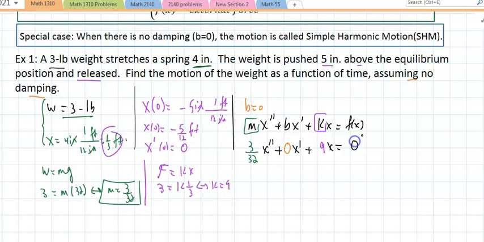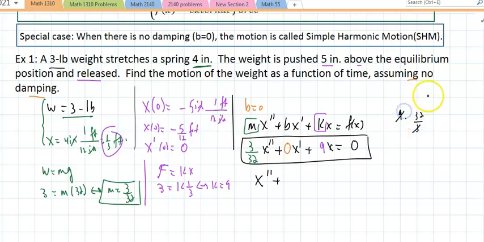And there was no external force. They didn't say anything about that. So my equation is really, if I multiply by 32 over 3, this is the equation. If I multiply each of those by 32 over 3, that will be x double prime plus, if I take 9 and multiply it by 32 over 3, 3 divides 9 3 times, that is 96. That's pretty much the equation I have to play with.